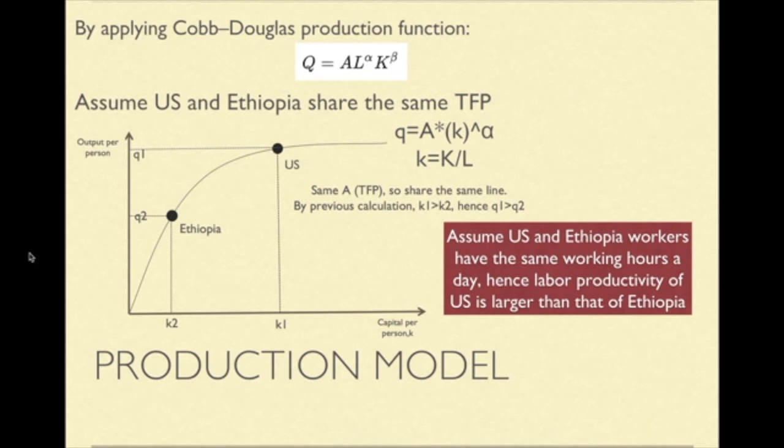By applying the production function, we can get this production model. The curve in the graph shows the production per worker with respect to the capital per worker. Since the US has a higher capital stock per worker, that is K1, than Ethiopia, that is K2, the US has a higher point and a higher corresponding output per person, which is Q1. If we assume US and Ethiopia workers have the same working hours a day, labor productivity of the US is clearly higher than that of Ethiopia.